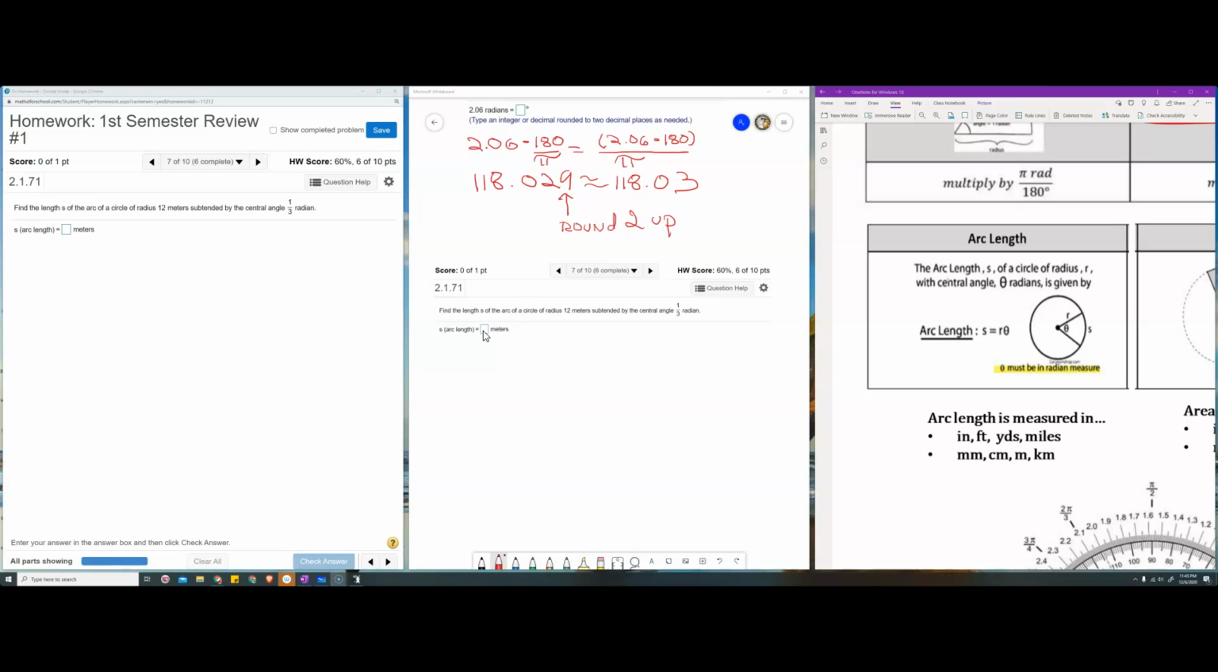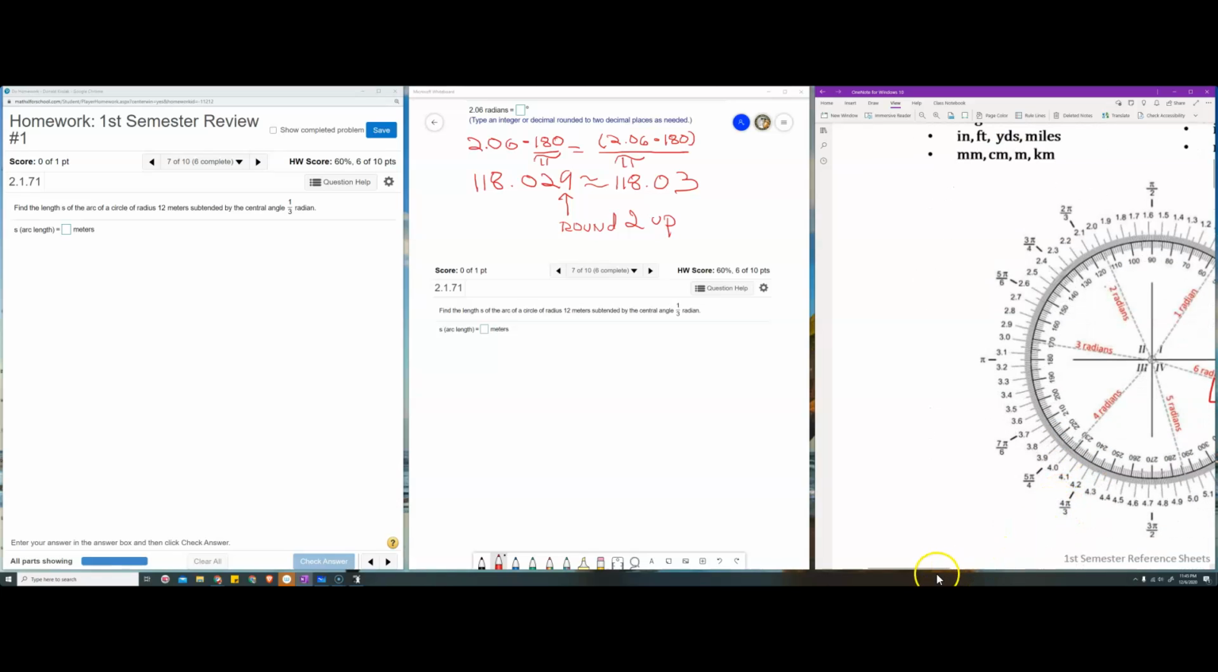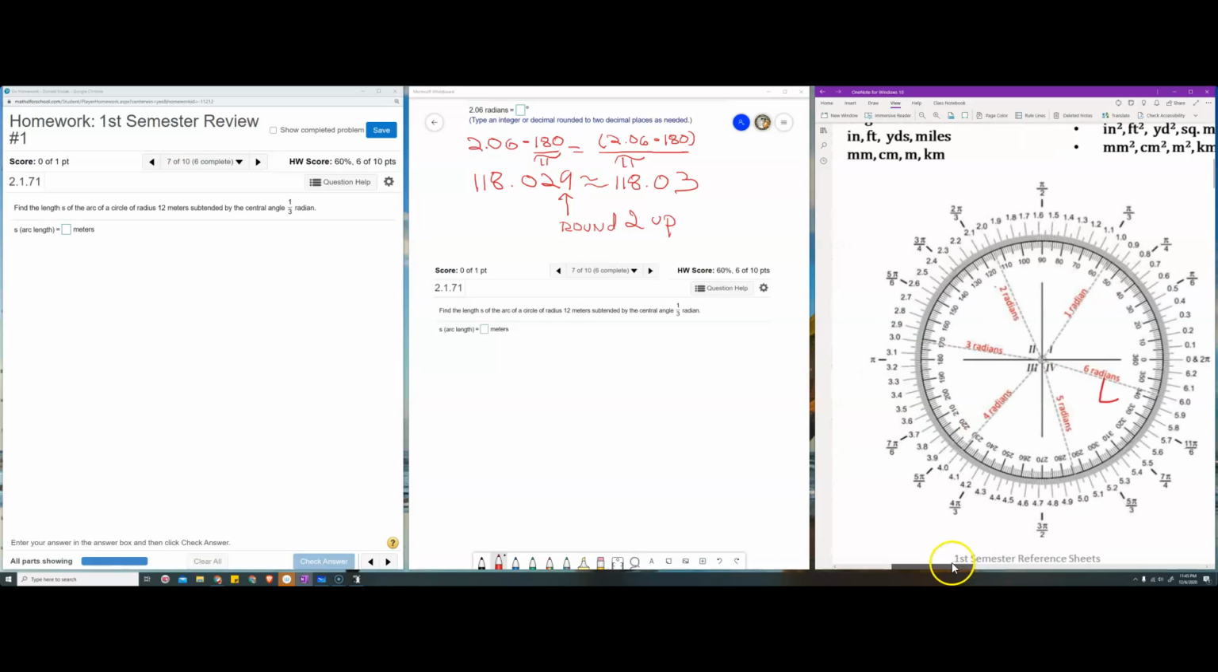Question number 7. Find the length S of the arc of a circle of radius 12 meters subtended by the central angle 1/3 radians. Alright, so if you look over here for arc length, when we see the word subtended, that just means that's the arc that gets cut off when we draw an angle. So we're going to draw an angle that is 1/3 of a radian. So 1/3 of a radian is about 0.3.